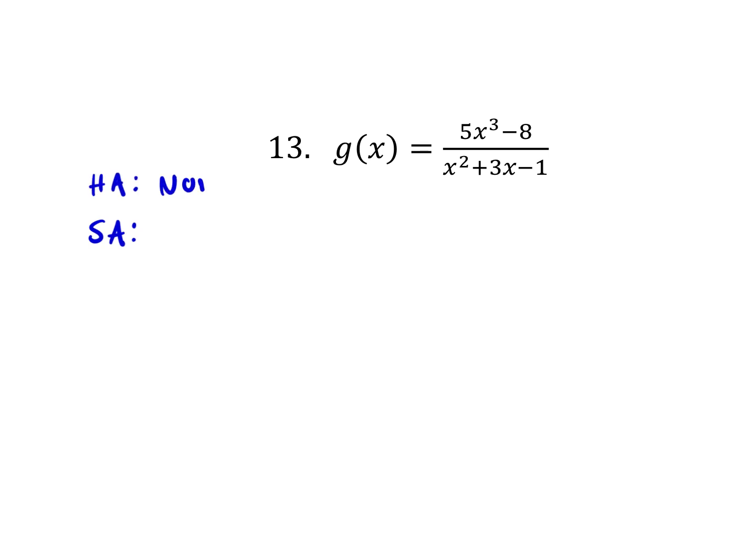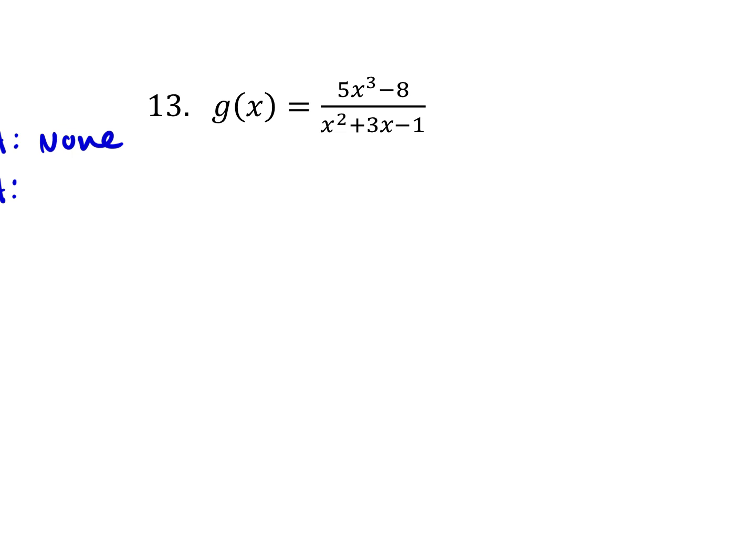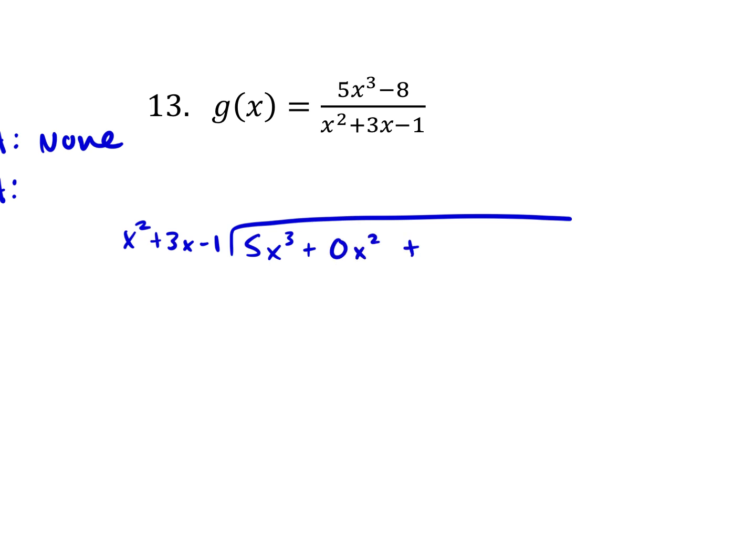None. If we have a slant asymptote, if the numerator degree is higher than the denominator, there is no horizontal asymptote. So we're going to use long division to find our slant asymptote. Outside, I've got x squared plus 3x minus 1. Inside, 5x cubed. I need to put zeros as my placeholder for the other terms, so 0x squared plus 0x minus 8.